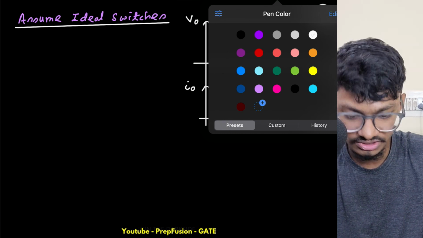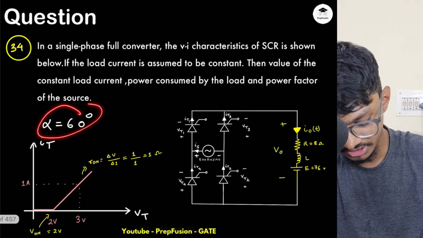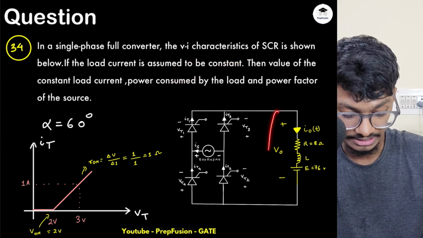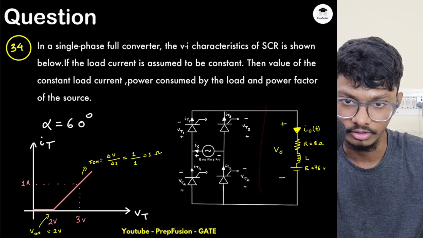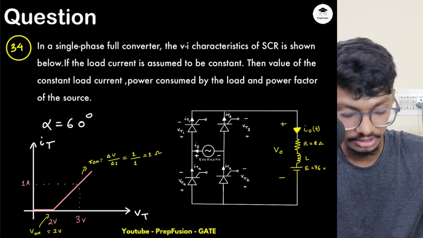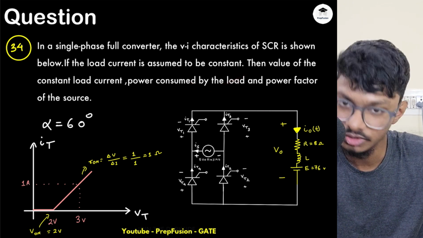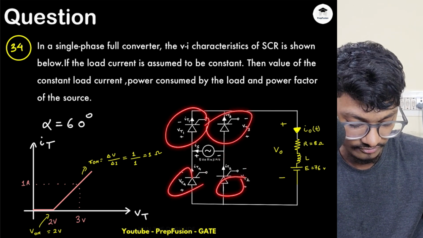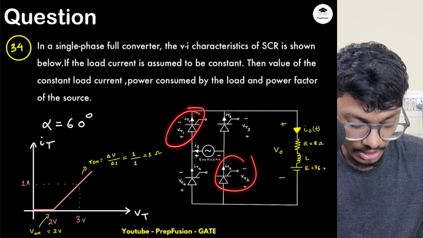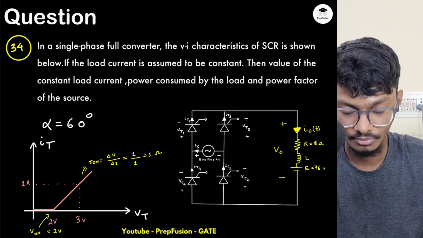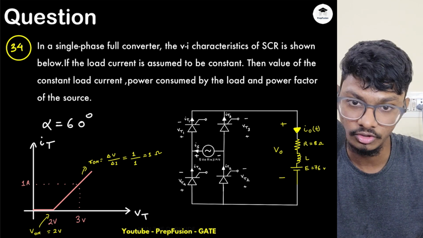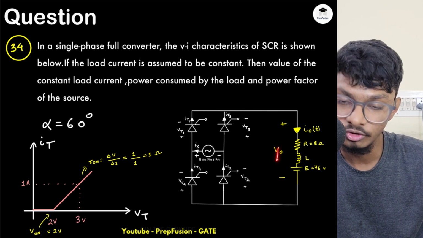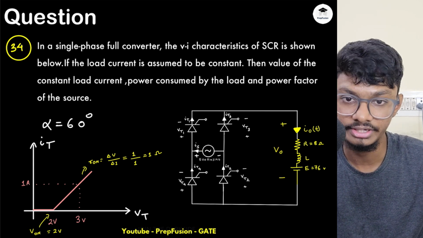If I assume these are ideal switches and at alpha equals 60 I'm triggering T1, before that there is constant conduction, and as I don't have any freewheeling diode, like once you study freewheeling diode you understand that voltage can be 0 as well. But as I don't have any freewheeling diode, only natural pairs will conduct. What is a natural pair? Either T1 T2 or T3 T4. I haven't triggered T1 T2, so T1 T2 won't turn on. So T4 and T3 will be turned on, and what is VO when T3 and T4 are turned on? It is minus Vs.